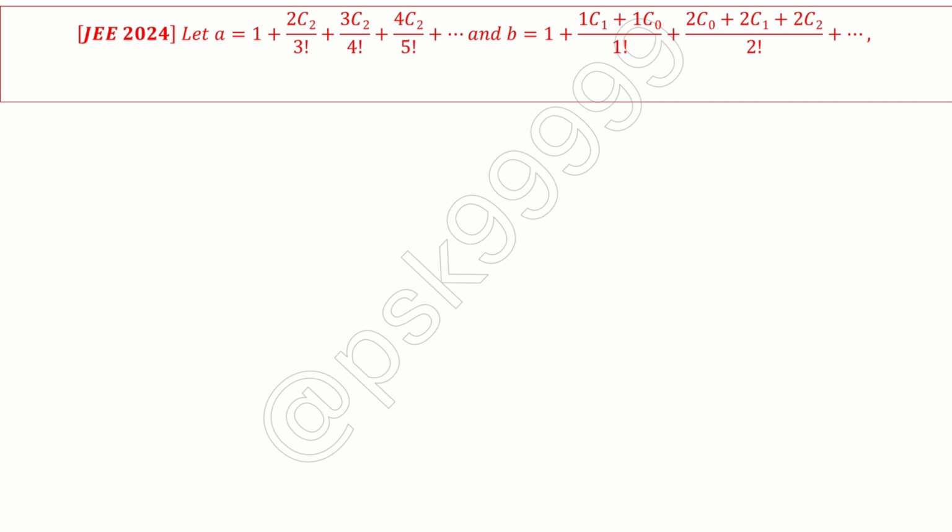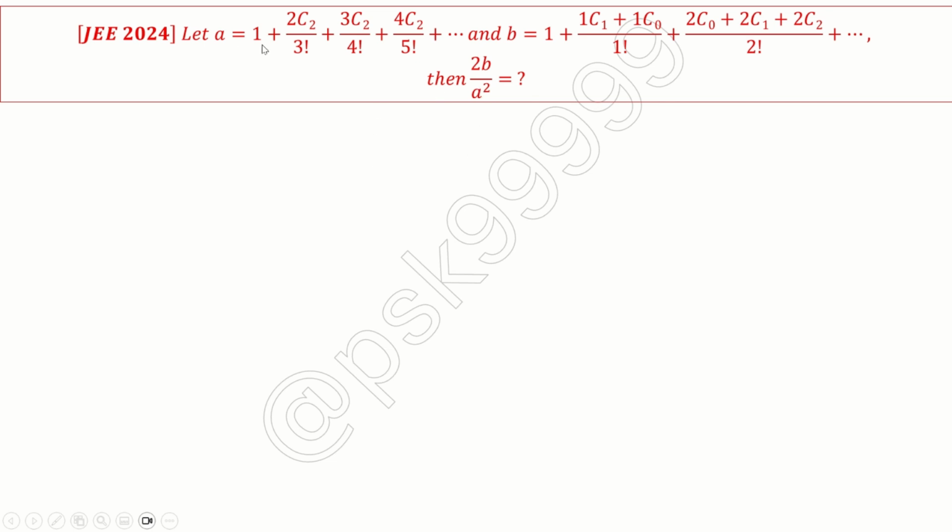Let a equal to 1 plus 2c2 by 3 factorial plus 3c2 by 4 factorial plus 4c2 divided by 5 factorial and so on, infinite series. And b is equal to 1 plus 1c1 plus 1c0 divided by 1 factorial plus 2c0 plus 2c1 plus 2c2 divided by 2 factorial and so on. Then what is the value of 2b by a square?